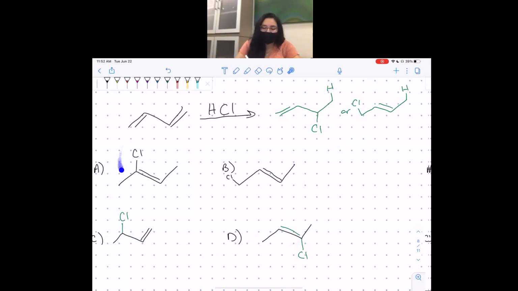So A does not look right because the chlorine is on the double bond. Hate it. We don't want that. Here, we see that it looks just like this product, so this one checks out. Here, we see that it looks just like this product, so it checks out. Here, this looks awful. It's on the double bond. We hate it. So A and D can never happen.